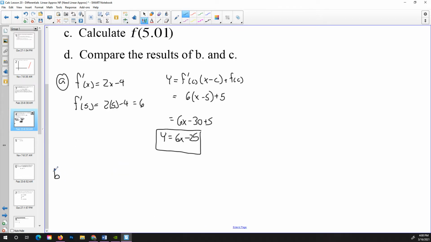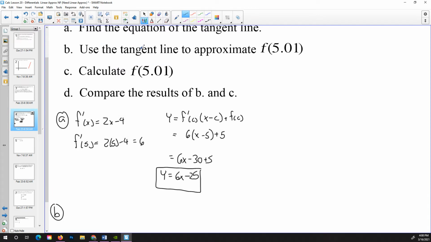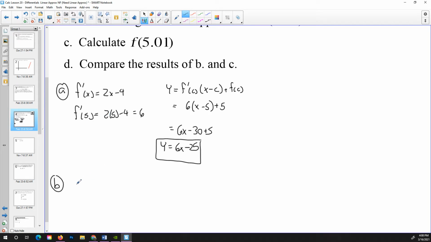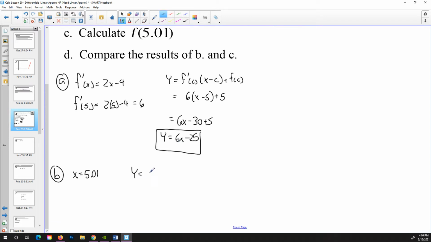Part B says, use the tangent line to approximate f(5.01). So our approximation is just plugging that 5.01 into this function. So this is our approximation because, again, it's a tangent line approximation. y is equal to 6 times 5.01 minus 25. And so that approximation, if you put it in your calculator, comes out to be 5.06. And then part C says calculate f(5.01).